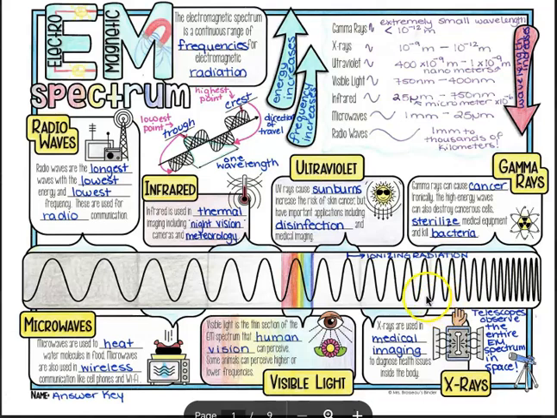Okay, so then we get down to the smallest, highest energy wavelength, which is gamma rays. So gamma rays can cause cancer. Very high energy. They are naturally occurring in the universe, just like X-rays and ultraviolet, but at high energy, they can cause issues. They can cause burns. They are used to sterilize.